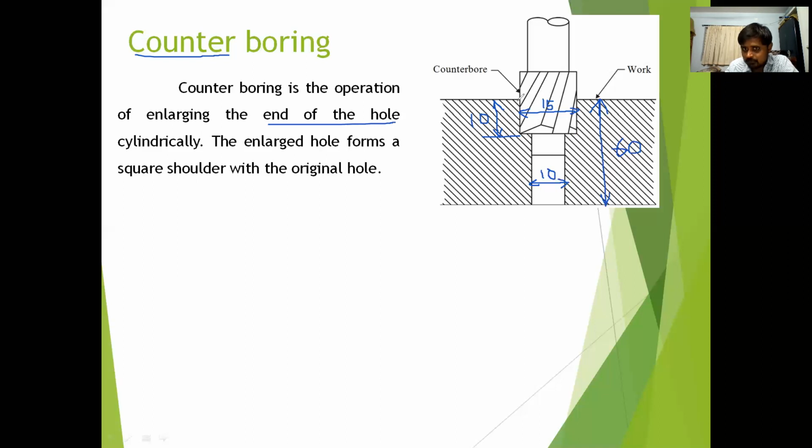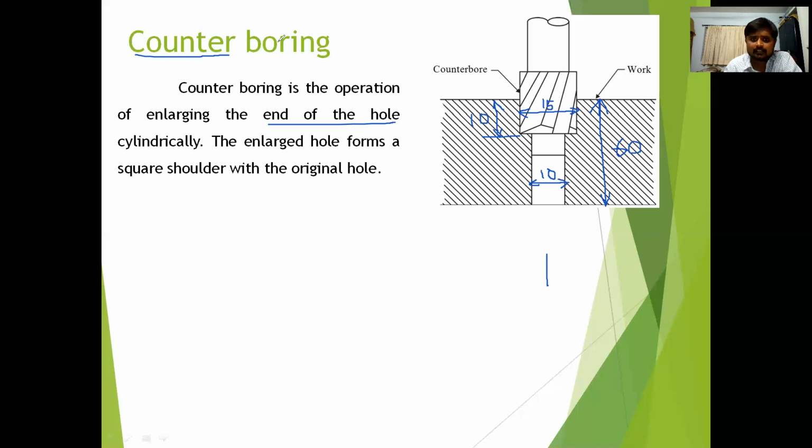So here if you observe, let's say this is the hole already made. We are just going to enlarge the hole. Let's say this is the previous normal hole, already drilled. What we are going to do is just enlarge the hole like this, up to only some part. So this enlargement will act as a square hole.